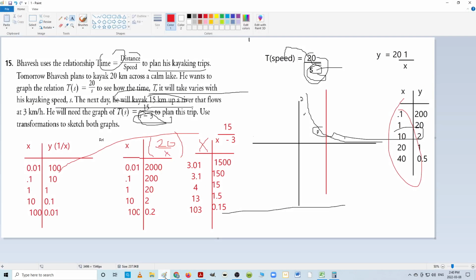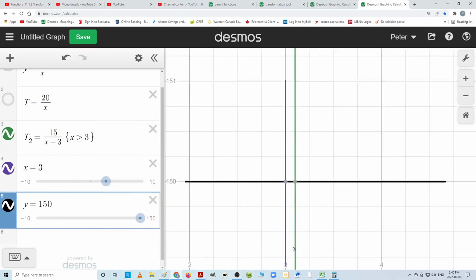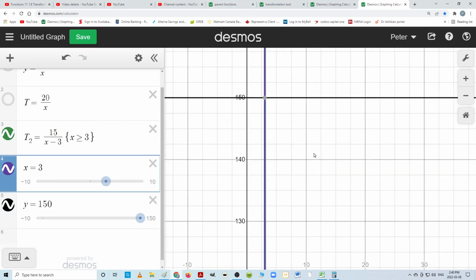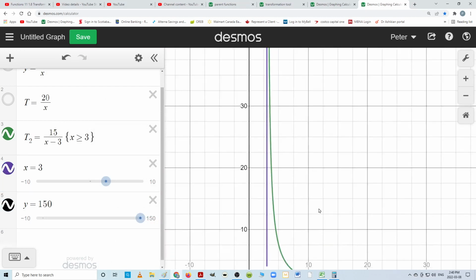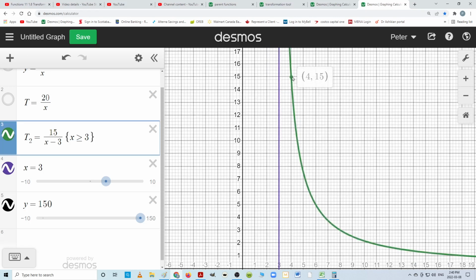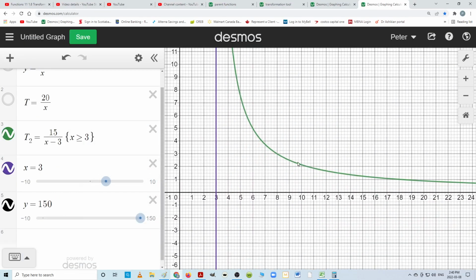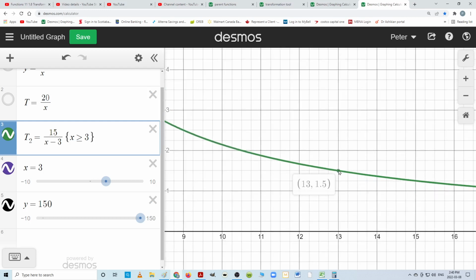What's another one? At 15, I should see 4. There it is. 4 comma 15. And at 13, I should see 1.5. I just keep getting it and losing it. There we go. 13 comma 1.5.